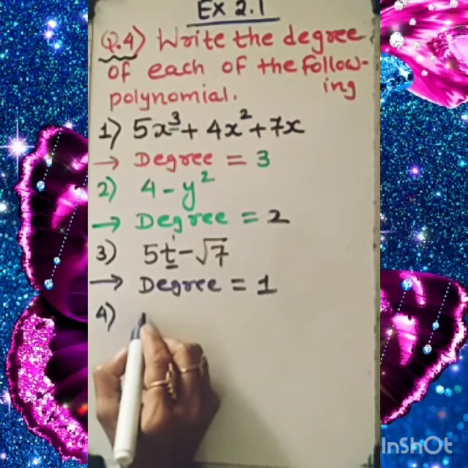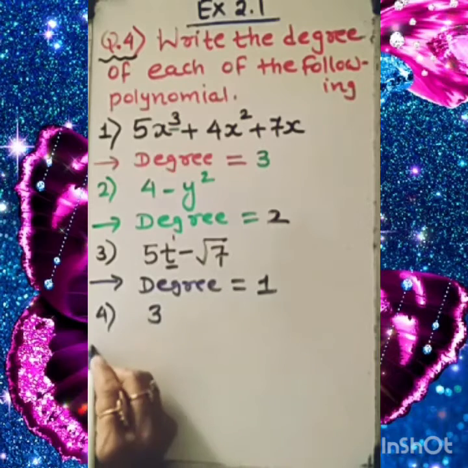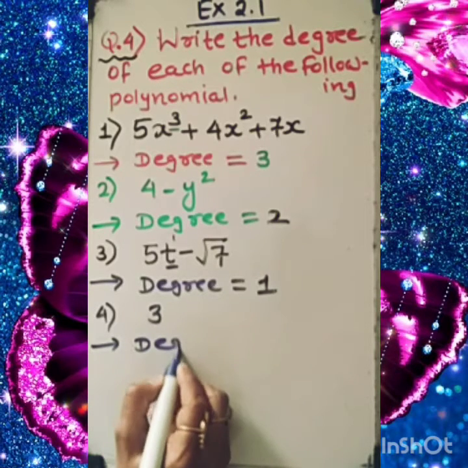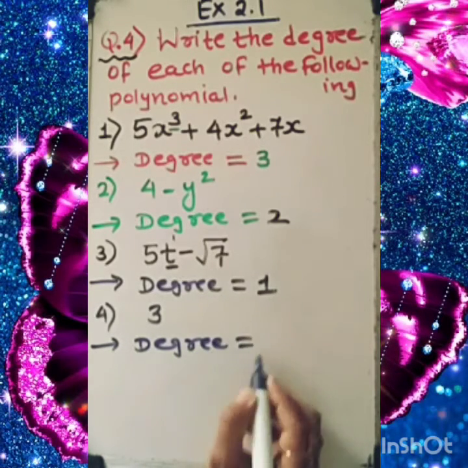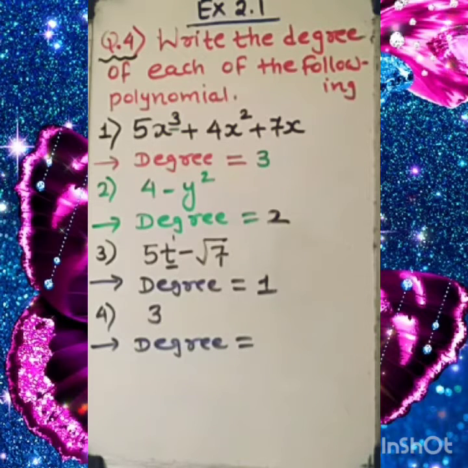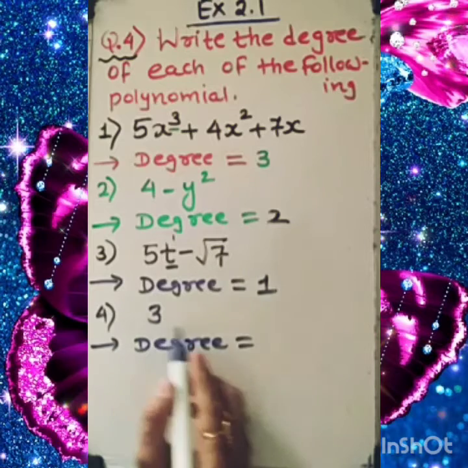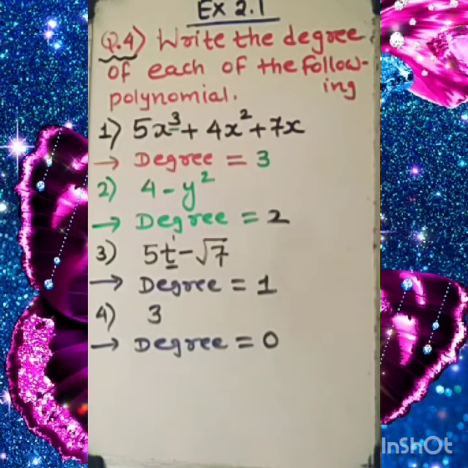Now the last term is 3. 3 is a constant term. How can we decide the degree of that constant term? Please, dear student, remember the degree of a constant term will always be 0. How can we say this?